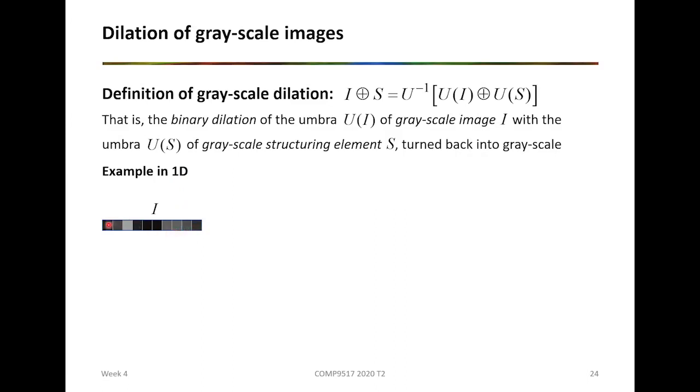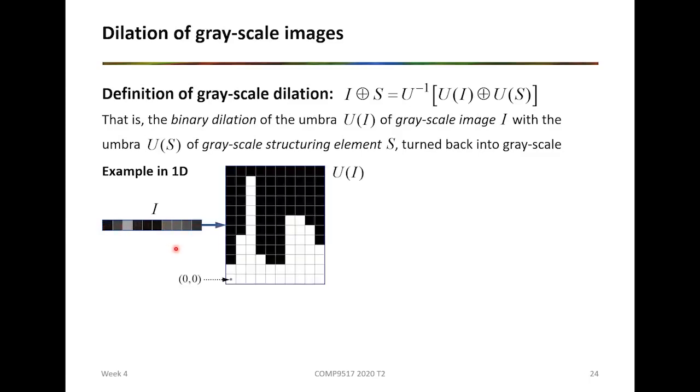Here's an example. If this is my one-dimensional input image, I can do this umbra transformation. That will give me this two-dimensional binary image. And this lowest row is the 0th row. So this is the 0, 0 coordinate, which means that if a pixel would be black, would have value 0, then the corresponding column in the binary image would still have one pixel that is white, that is object pixel.